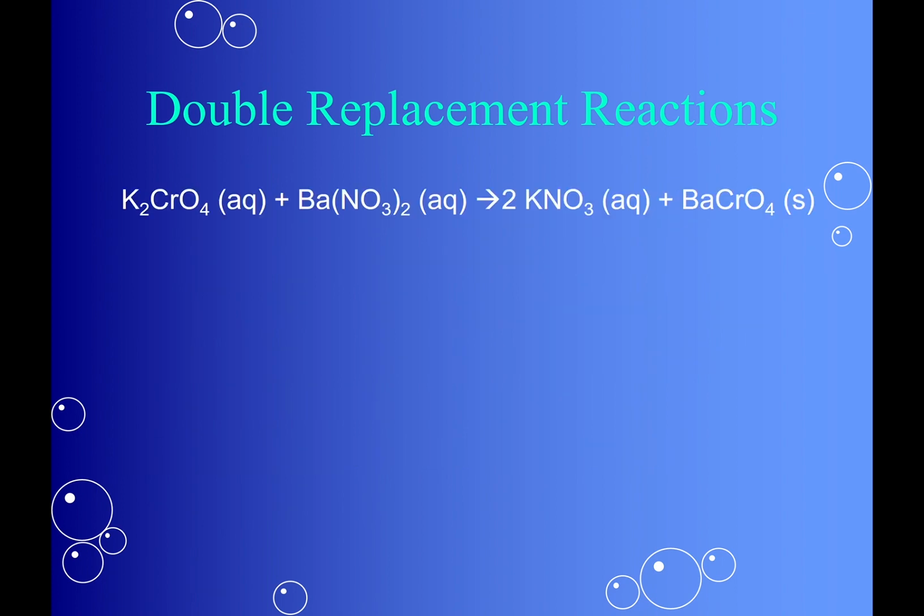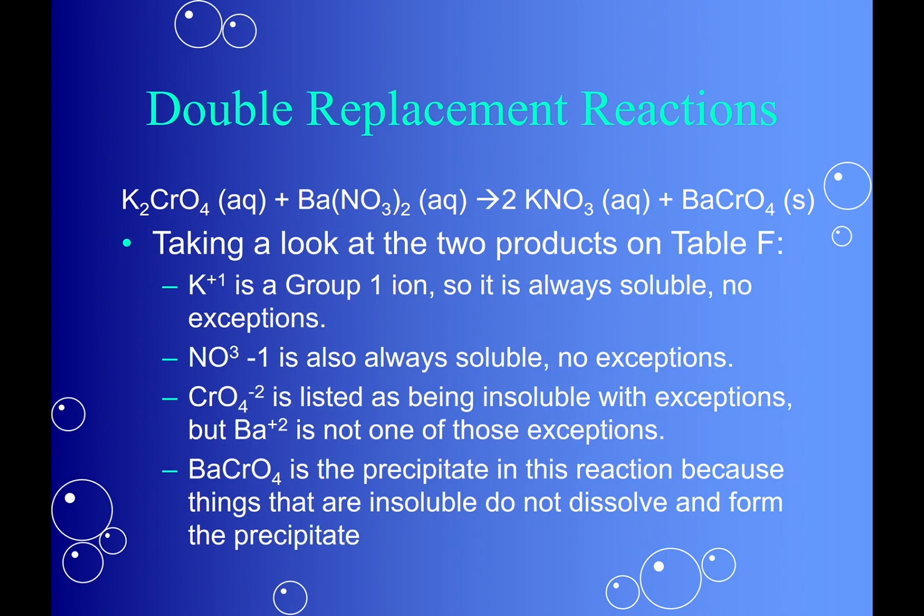So here's an example. We have two different compounds as reactants, two different compounds as products. Taking a look at the two products on table F, we got 1 and we got 2, to try and determine if these are soluble or not. Well, potassium is a group 1 ion, and that's always soluble, no exception. So this is going to get the aqueous designation. Nitrate is also always soluble, no exceptions. So that further proves to us that potassium nitrate is soluble, no exceptions.